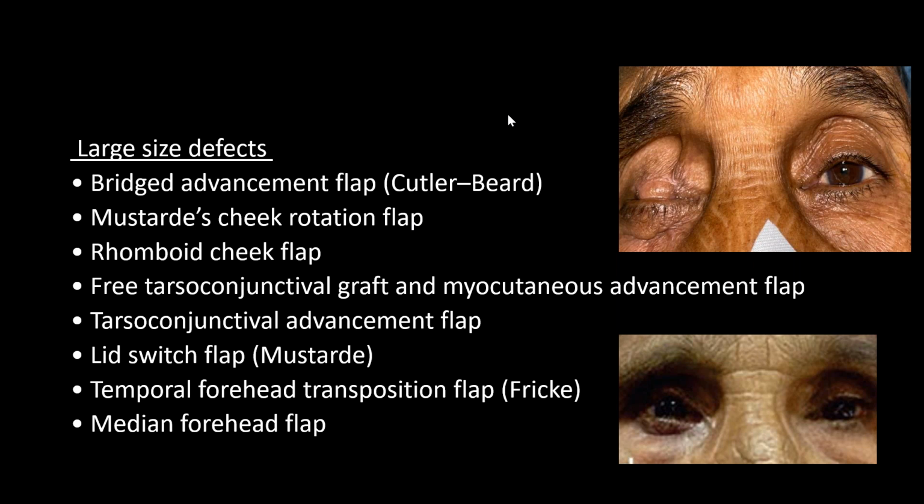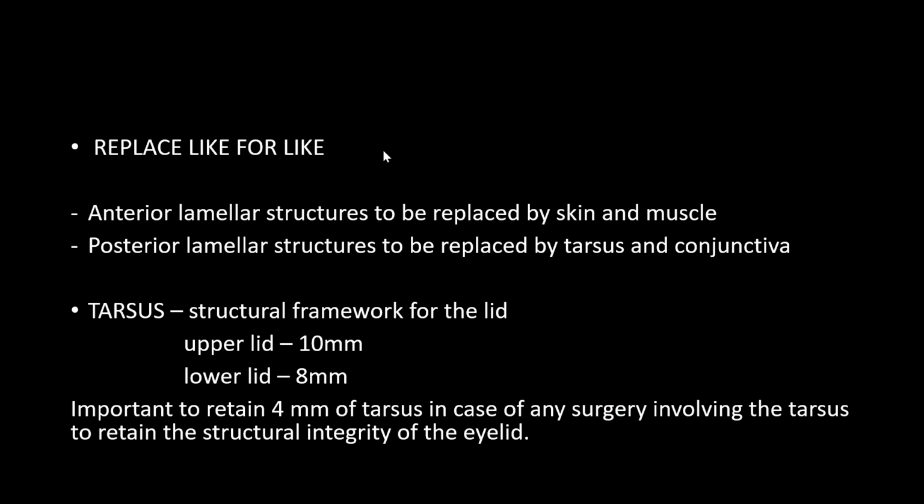What you have to remember is that, depending on the size of the defect we create after excision, that is how you decide what kind of surgery you will do for the patient. The size of the lesion, the location of the lesion, and the size of the defect created after excision will help you decide what kind of surgery you're supposed to do further. And while doing all these surgeries, you have to replace like for like, right?